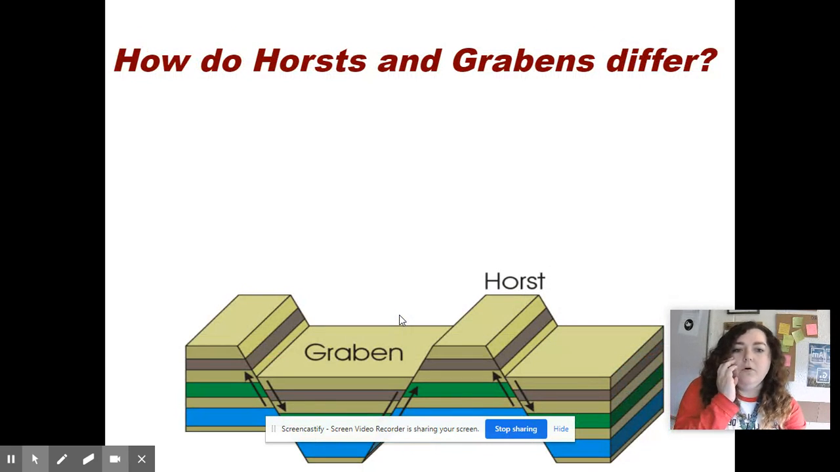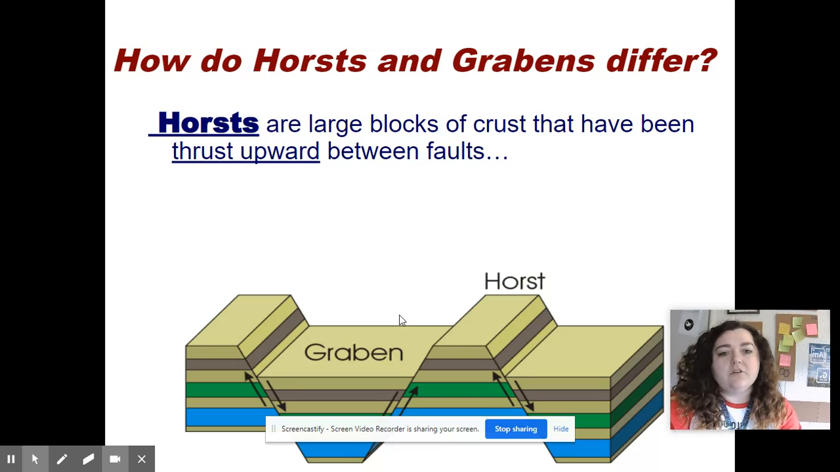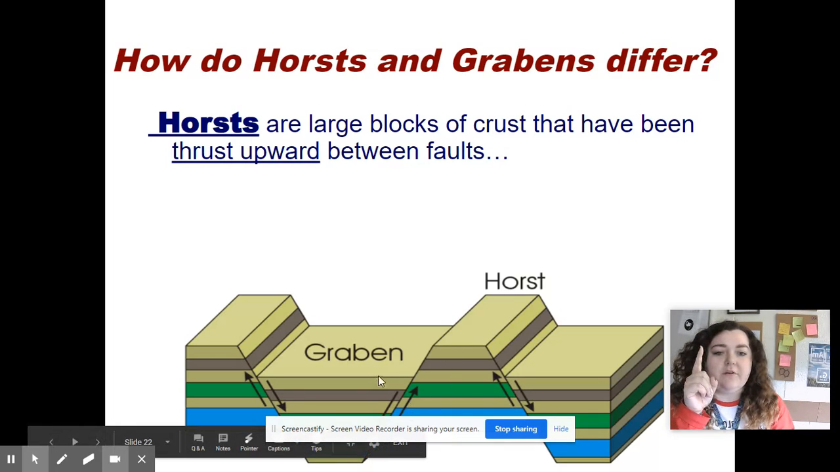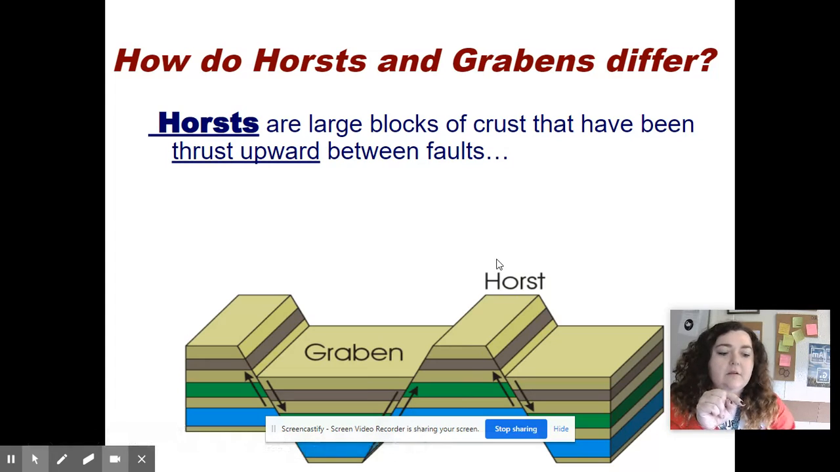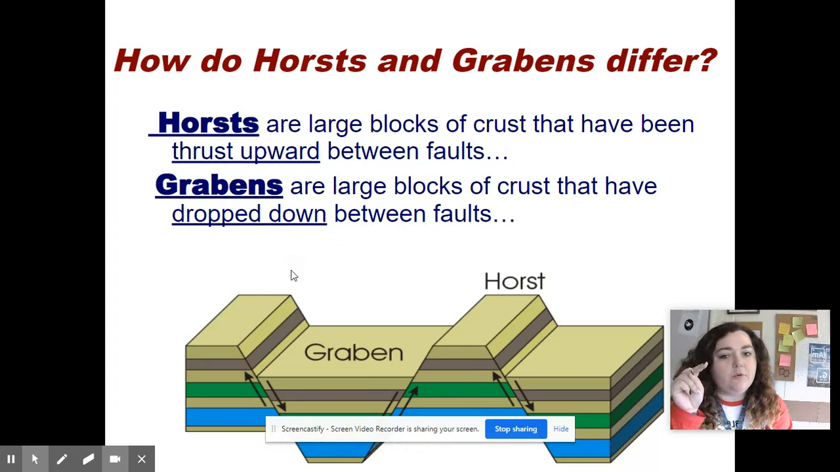So, horsts and grabens. These are some technical terms for the wedges that I referred to earlier whenever we're looking at these fault lines. A horst is large blocks of crust that have been thrust upward. So your horsts are going to be these things right here. They are moved up this way. But a graben is going to be the pieces that are moving down.